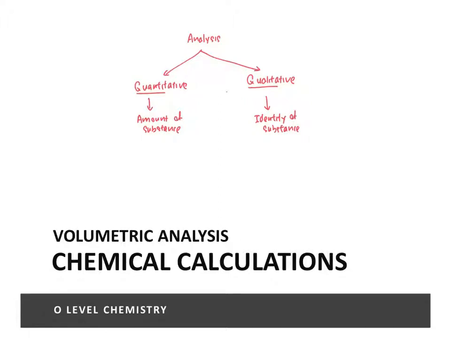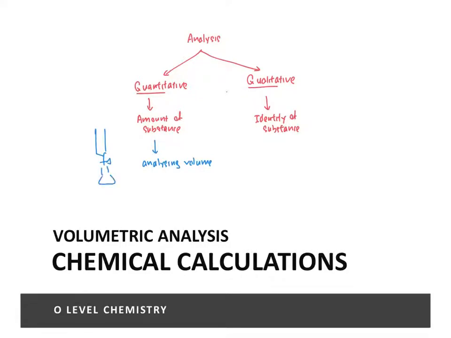Now, for quantitative analysis, to find out the amount of substance, there are different ways in which we can do so. One of them is by analyzing volumes. What do I exactly mean by analyzing volumes? By now, I believe you should have performed a titration before. We're going to look at it in greater detail later.